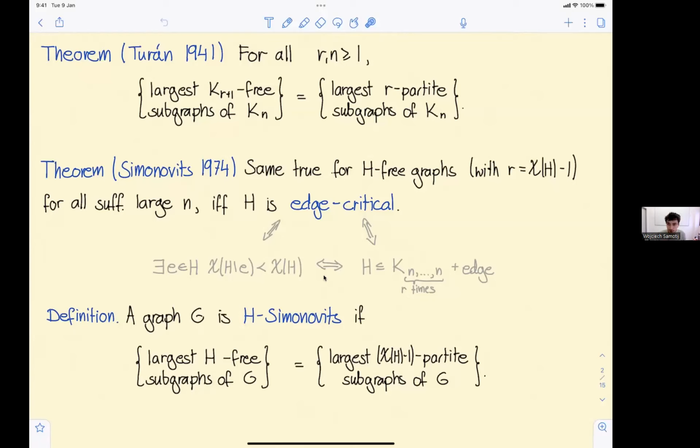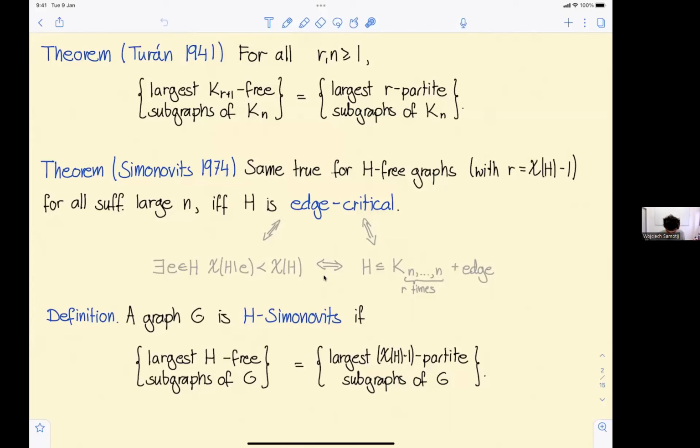A slightly less known generalization of this theorem, due to Simonovits from 1974, states that the same is true for a graph H with chromatic number r+1 and n sufficiently large if and only if H is so-called H-critical. So what does it mean that a graph H is H-critical? There are two equivalent definitions. One is that there is an edge of H whose deletion reduces the chromatic number. So you may note that the clique is such a graph, because if you delete an edge, then the chromatic number goes down from r+1 to r.